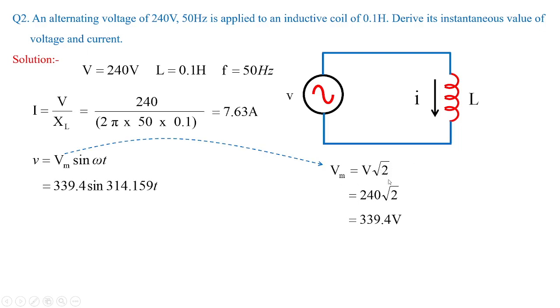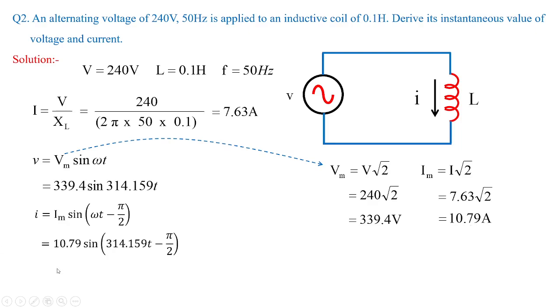The Vm is obtained to be V multiplied with root 2 because Vrms is equal to Vm by root 2. Therefore Vm value will be 240 multiplied with root 2, that is 339.4. So that is substituted here. Omega we have already seen from the previous calculation, and i is equal to Im sin(omega t minus pi by 2). So you calculate the value of Im, which is 10.79, and substitute here. So the value of voltage and current in instantaneous form we have obtained.